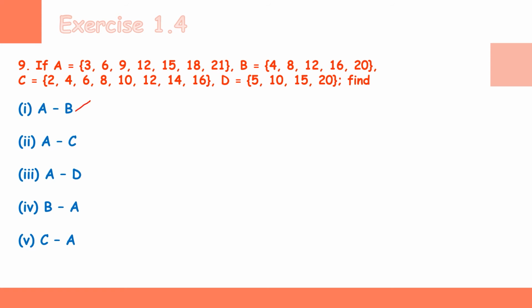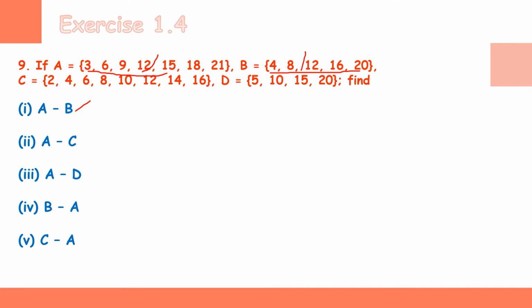Find out A minus B. A is here, B is here. Just strike out the common elements which are there in B. A minus B means exclusive elements of A alone I have to write. See, if you see here, I have 12 which is common, so I will not take it into account.